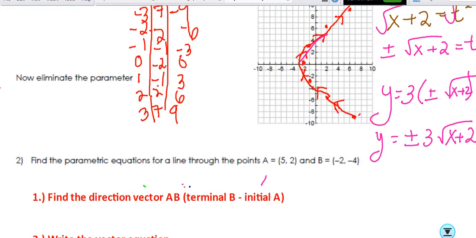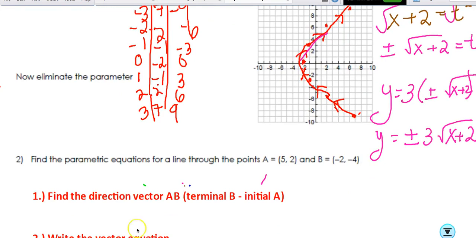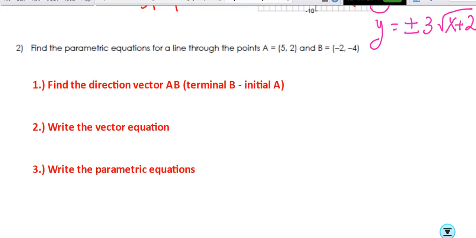All right, now problem number 3 is new for today. This is the last new material that's going to be on your quiz. So we've got graphing, we've got eliminate the parameter, and now the last kind of problem where we're going to find the parametric equation through 2 points. We've got 3 steps. So pause the video here and write down those 3 steps.